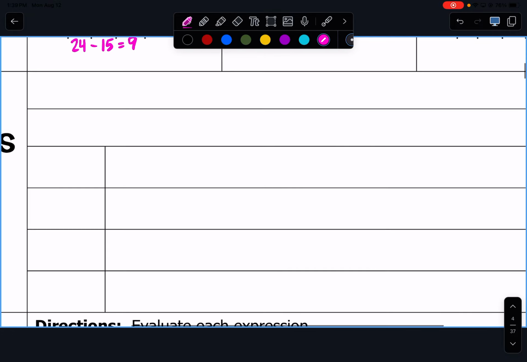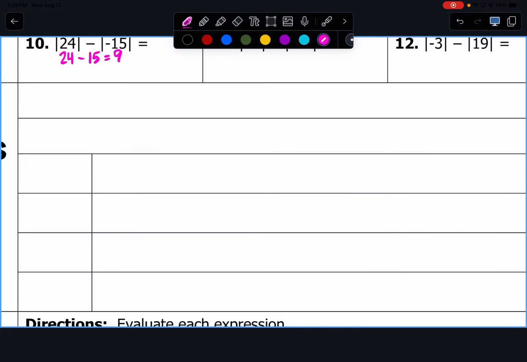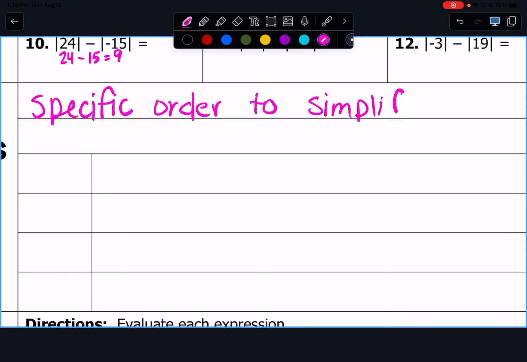Now we're going to talk about the order of operations. So when we're talking about order of operations, we're talking about the specific order to simplify. And you just said it with a lovely mnemonic device. What was that? Please excuse my dear Aunt Sally.